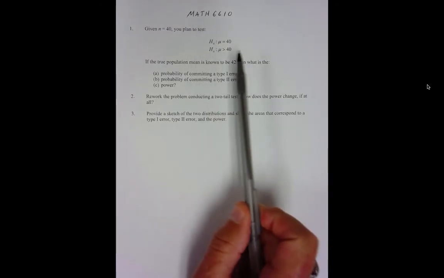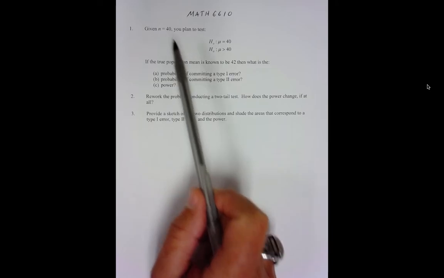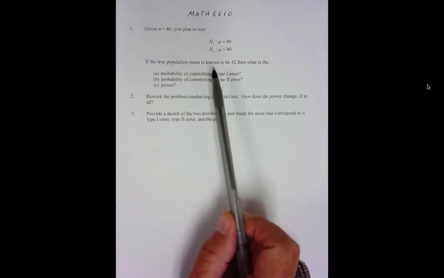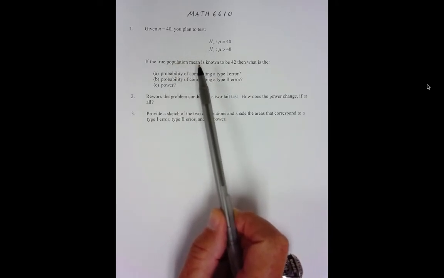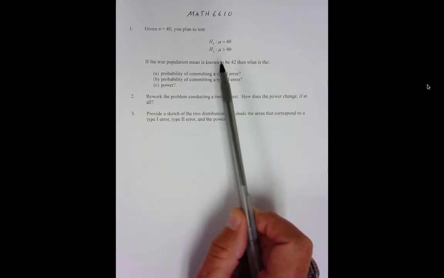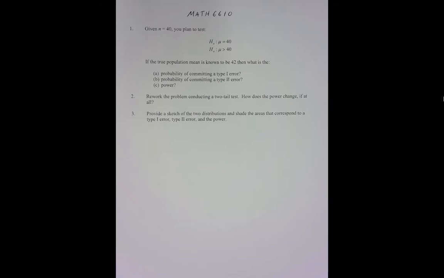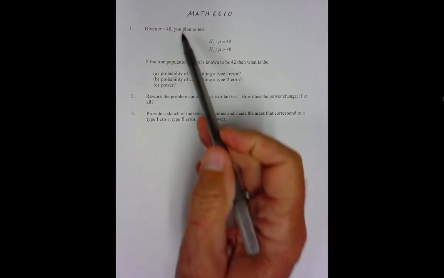So that's the purpose of this video. We've got a situation with a null and alternative hypothesis that we intend to test. We've got a sample of 40. We somehow magically know that the true population mean is 42. Typically in research you don't know stuff like this, but it makes a good illustration of how to calculate a type 1, type 2 error and the power. So we're going to work through this.